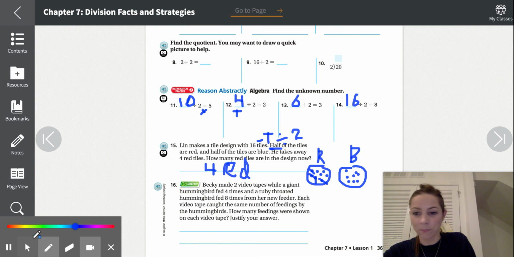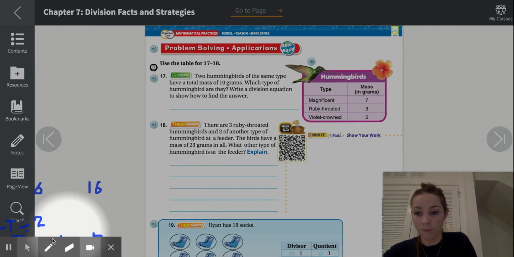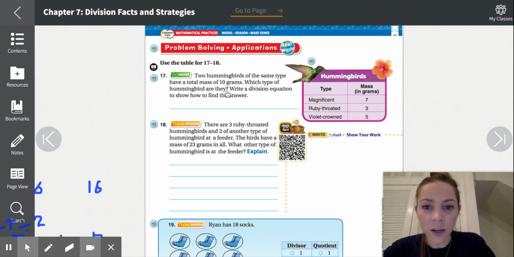All right. Let's go to the next page. Okay, let's look at number 17. 2 hummingbirds of the same type have a total mass of 10 grams. Which type of hummingbird are they? Write a division equation to show how to find your answer.